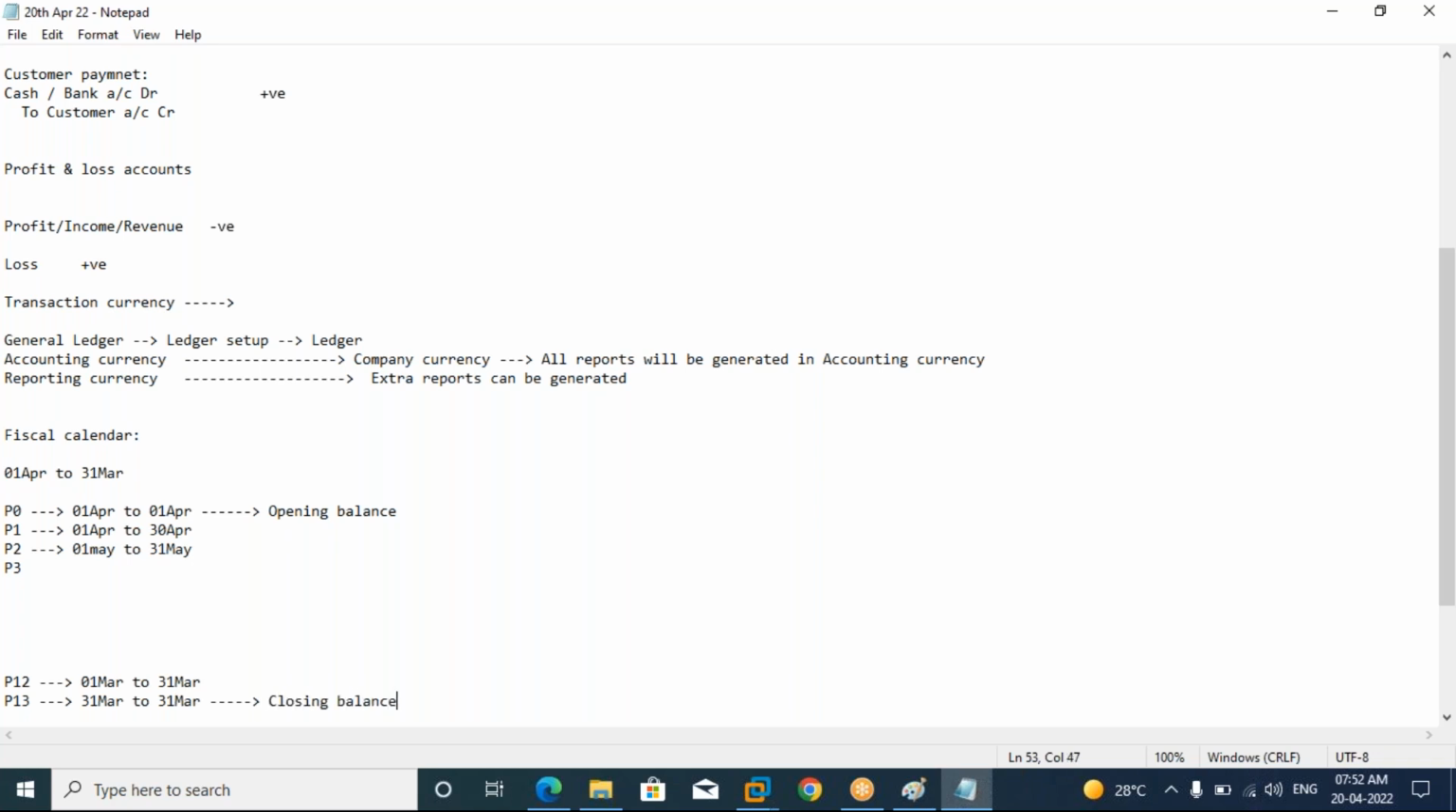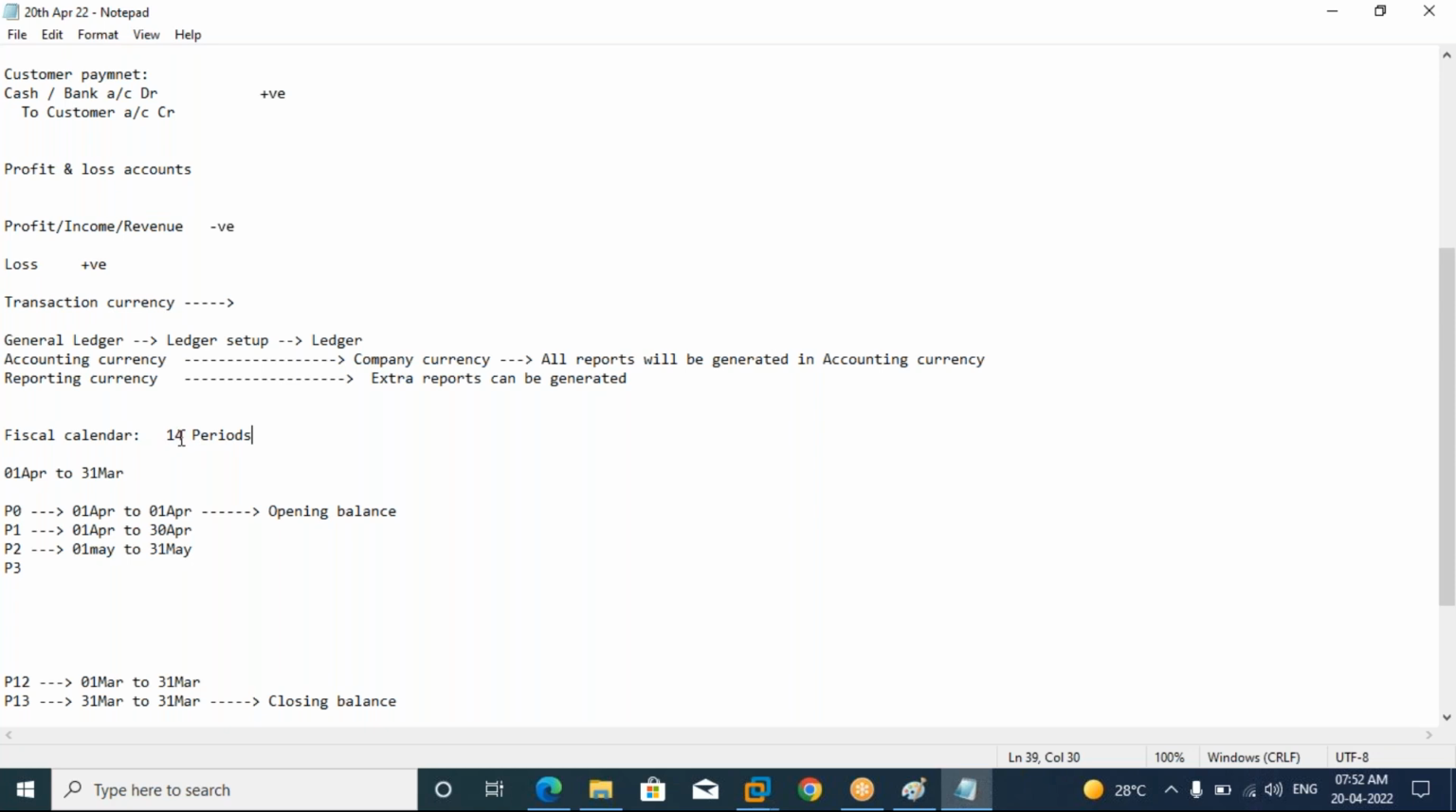What is the closing balance and what is the opening balance? You will understand the year-end process in future. So total periods are 14 periods in Dynamics. In SAP, it is 16 periods.